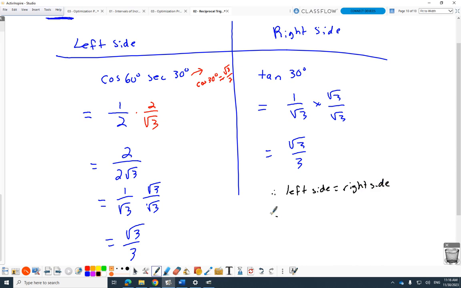Therefore, cos 60 secant 30 is equal to tan of 30. And mathematicians have a whole bunch of special symbols they use when they prove something. So if you want to be really cool, you write a little double line like that. Or sometimes it's a little square like that. It depends on the prof. It depends on the course. It depends on the proof. This is just me, the first time you've ever seen a proof, going, this is what we're going to look at when we look at proofs. Something like that.